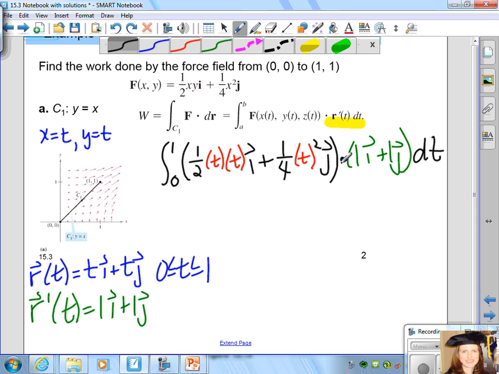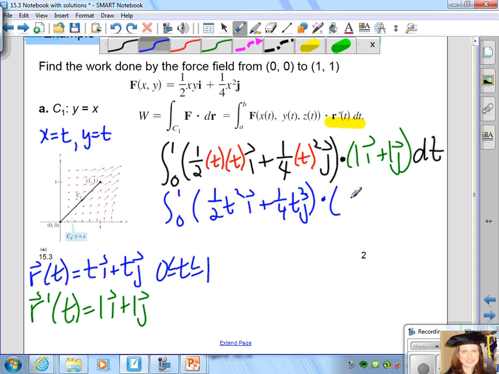Now you should have only the variable t in this definite integral, no x's or y's. We've made the substitutions to eliminate those variables. Now let's simplify this. This becomes a definite integral from 0 to 1 of 1/2 t squared i plus 1/4 t squared j dot with the 1i plus 1j. Now remember, when you find the dot product, you multiply the corresponding components and then you add the results.